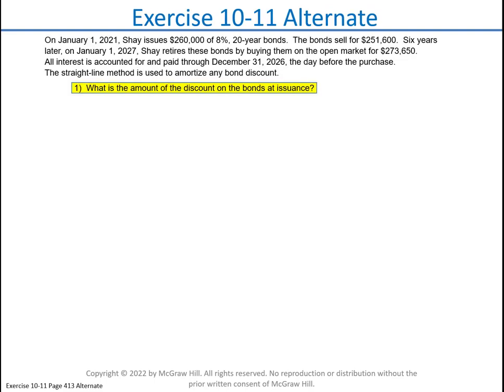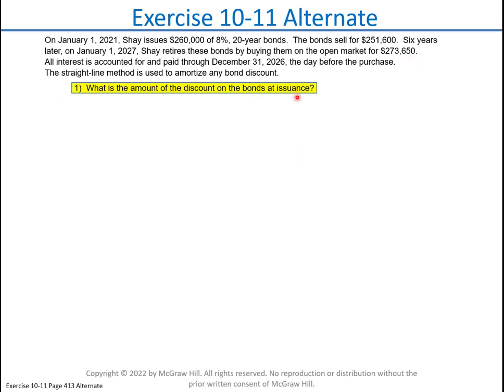In exercise 10.11, we have sold bonds at a discount because the par value was $260,000, but we sold them for less than that, $251,600. This is a 20-year bond, and we have been paying interest at 8%. But now we want to retire these bonds so that we no longer have to pay the interest. After 6 years, they want to retire them on the open market and pay $273,650.